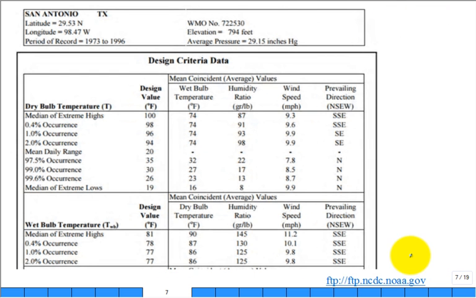This comes from NOAA, the National Oceanic and Atmospheric Administration, right? They basically do the weather and that. So you could get much more detailed information about San Antonio, our latitude, our longitude. This is their averaging period from 1973 to 1996. And this is the elevation, probably at the airport, the average pressure, 29.15 inches of mercury.